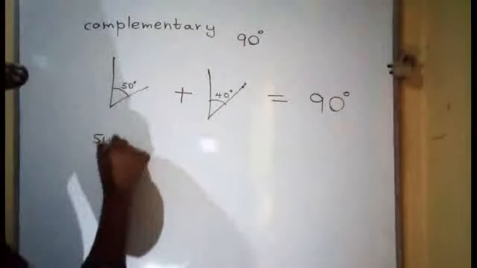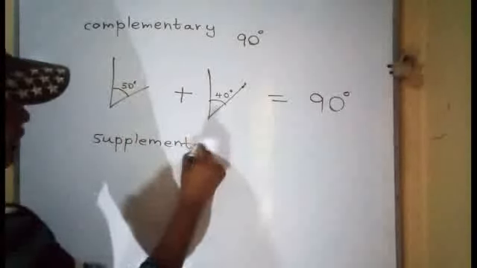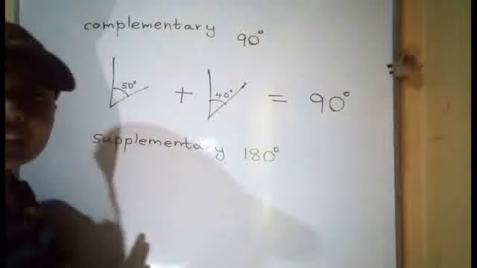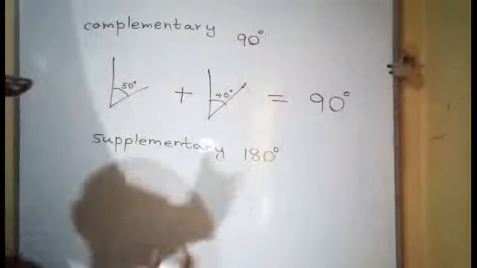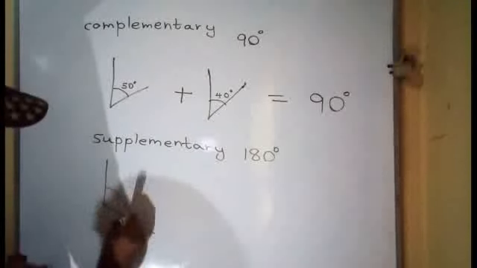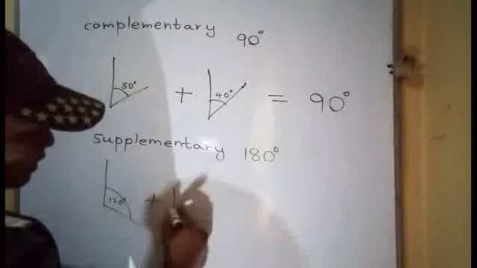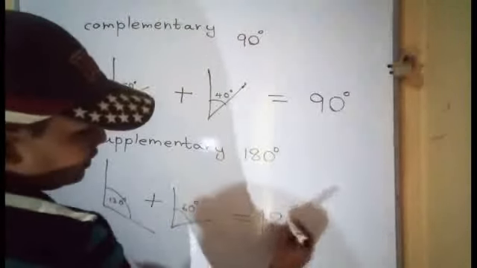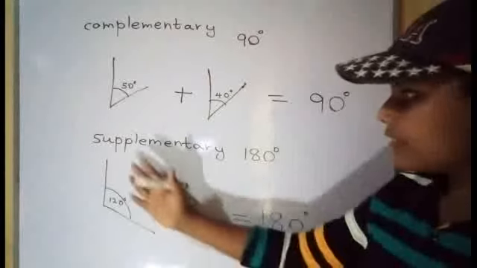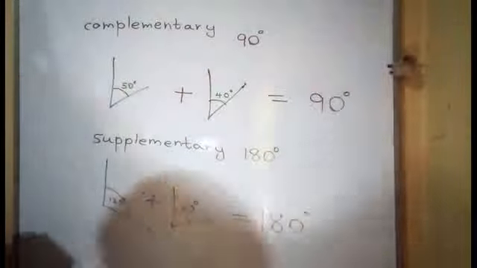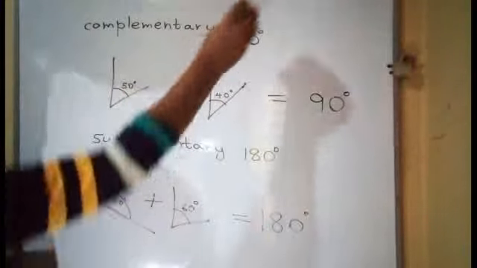Now let's move to supplementary angles. Supplementary means 180. Two angles whose values add up to 180 are called supplementary. So we get this 120 plus this 60. If these two angles add up to 180 degrees, they are supplementary angles. Next we want to learn about adjacent angles and vertically opposite angles. You learned complementary and supplementary angles partly; in grade 9 this is a revision of that.